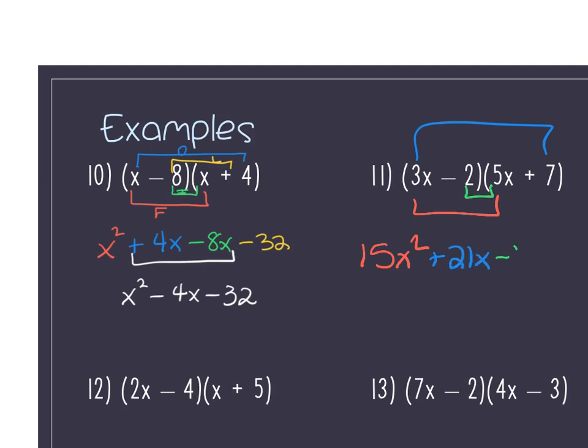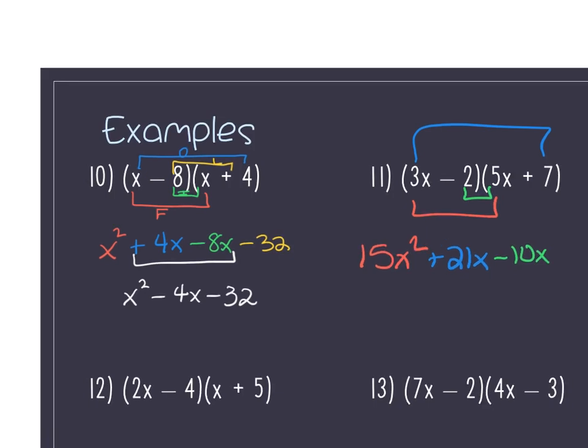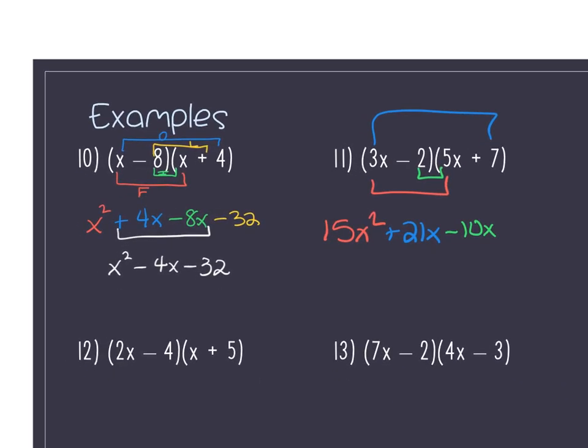Inside, -10x. And last will give me -14. Again, you're going to combine your two middle terms. Final answer, 15x squared plus 11x minus 14.